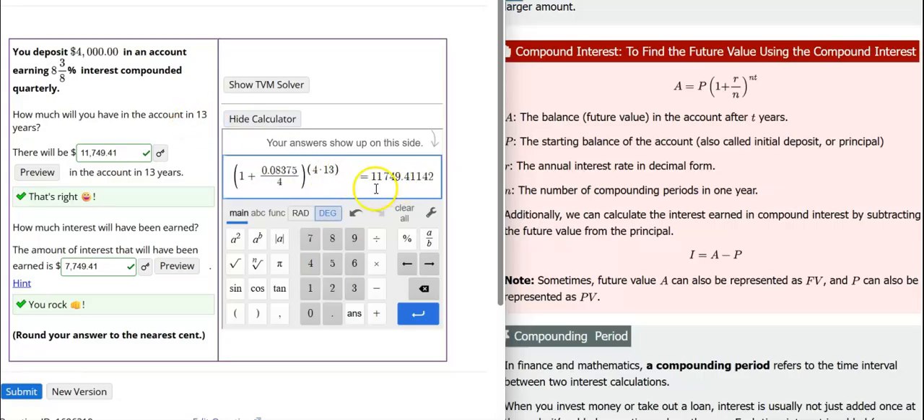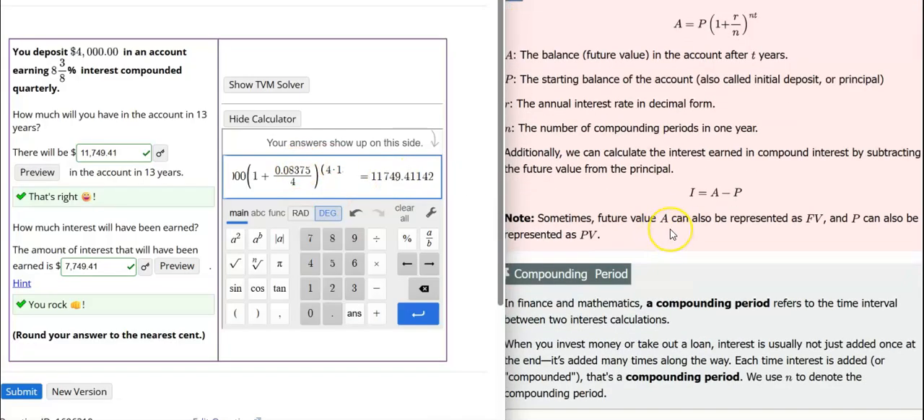So if you use that, you see, you get the same number, $11,749.41. You see, the same thing. So it doesn't matter, either use the formula or the TVM solver, it's the same answer.